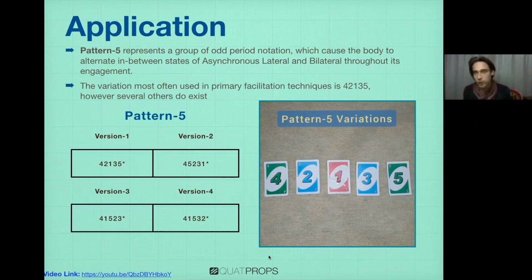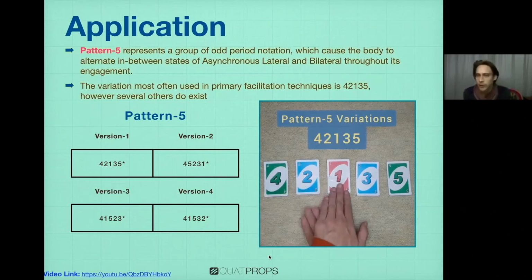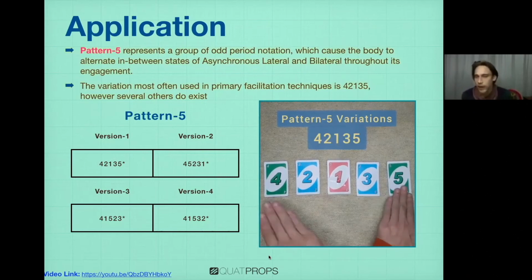Pattern 5 is always going to be an odd period because it means every object's going to change hands. It means each side of the body will go to each location, and it's going to provide the most amount of bilateral communication as well. This group of patterns can be similar to Mills Mess, right? We talked about here. So for the first example, this is the one we use in our composition, is 4-2-1-3-5.